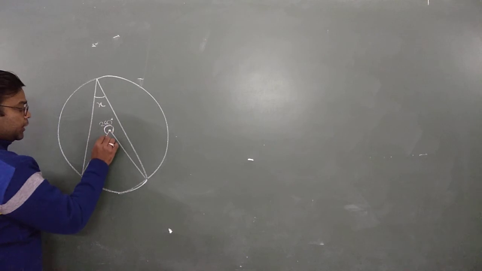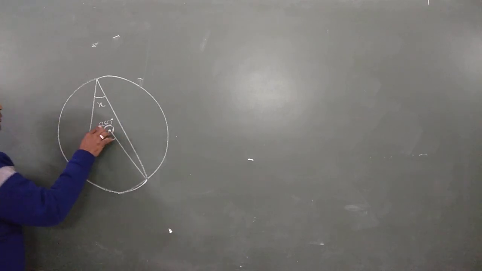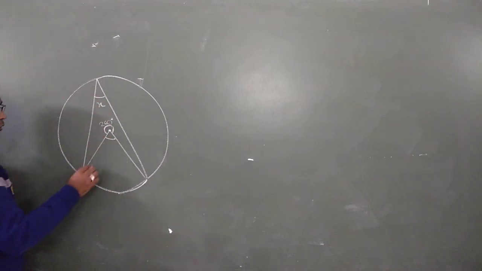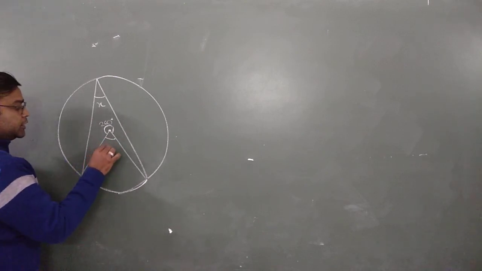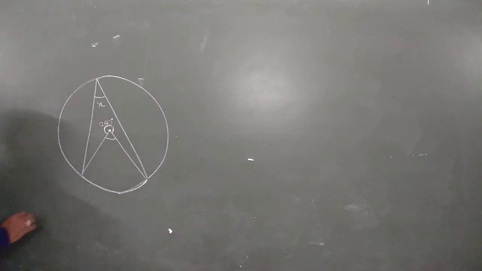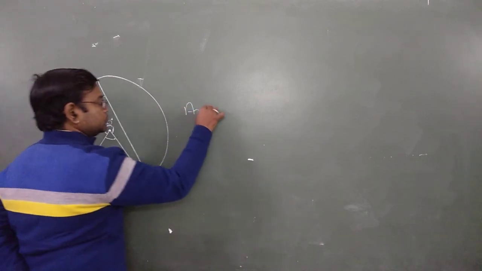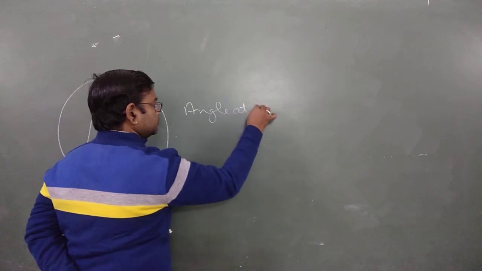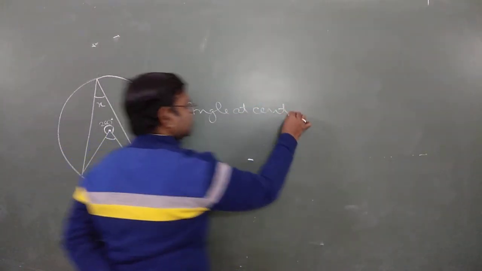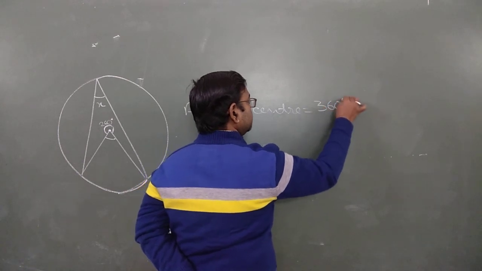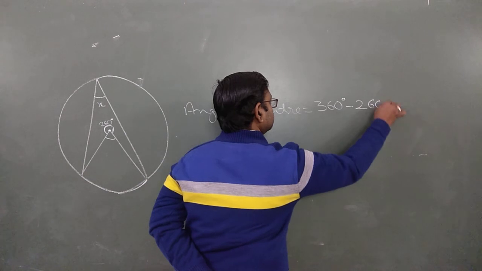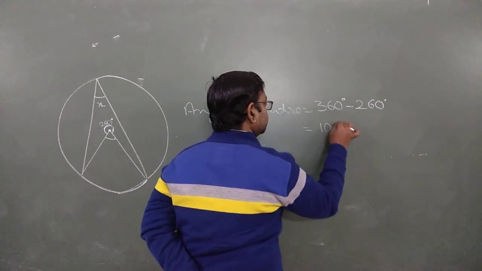So we have to first find this angle, then we move to find the angle x, because the angles must be on the same side. So what is the value of this angle? The value of the angle at center is 360 minus 260, which equals 100 degrees.